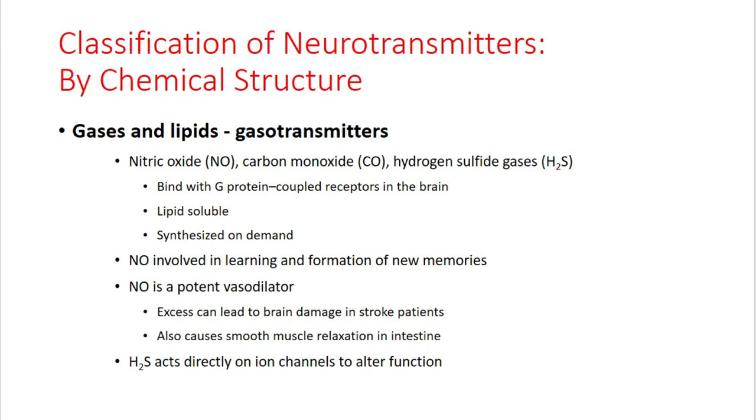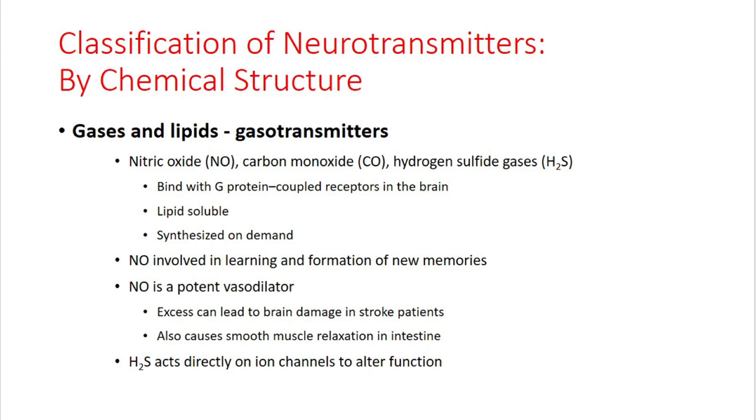But let's not forget gases and lipids, or the gasotransmitters. The main one's going to be nitric oxide, but there's also carbon monoxide and hydrogen sulfide gases. They all bind to G protein coupled receptors in the brain, which initiate second messenger systems, but they're also all lipid soluble. We don't store a lot of them, we don't keep a lot of them on demand. They have to be synthesized when they're needed. We're going to focus mainly on nitric oxide because it's involved in learning and formation of new memories, especially as it's present in the central nervous system.